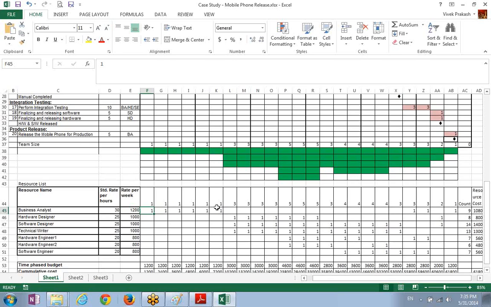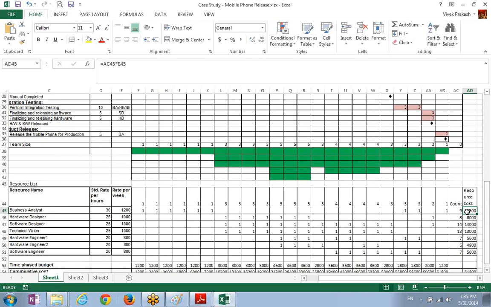And then I have allocated when he is required, from this date to this date. Then hardware engineer from this date to this date, software engineer from this date to this date, technical writer from this date to this date. And here is the total week count. Then this multiplied with this, you will see how much cost is going to be incurred on business analyst, on hardware engineer, on software engineer, on technical writer.